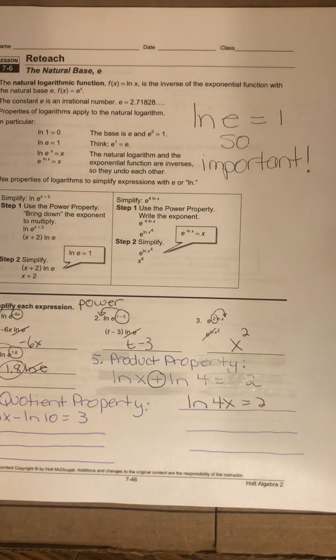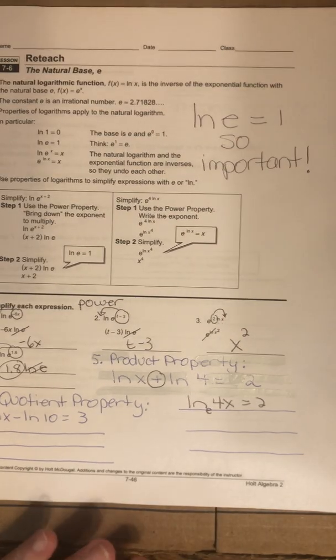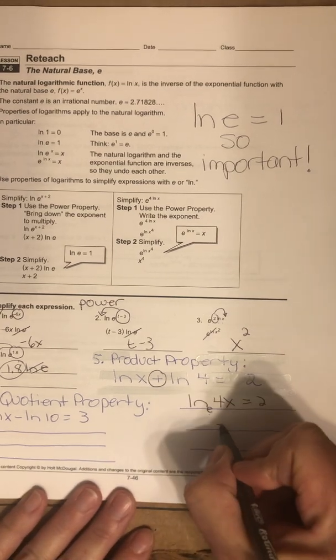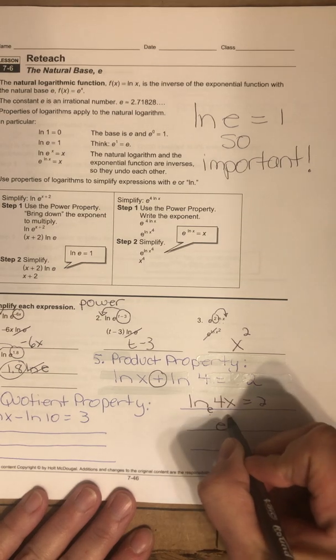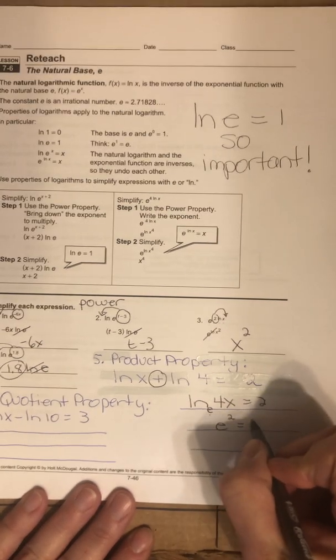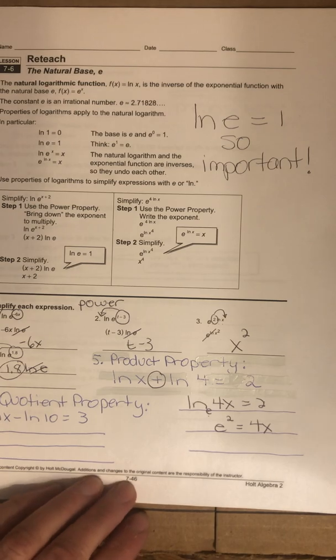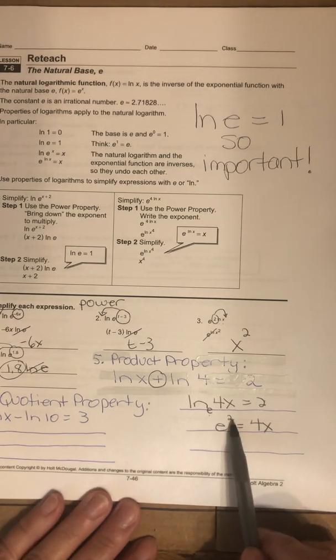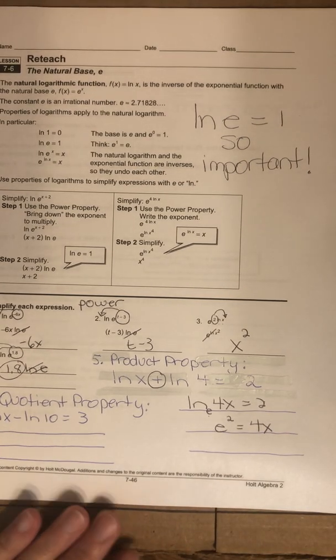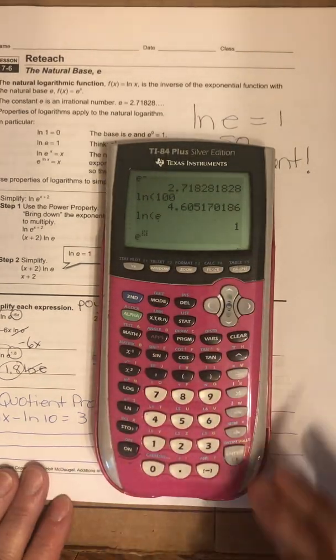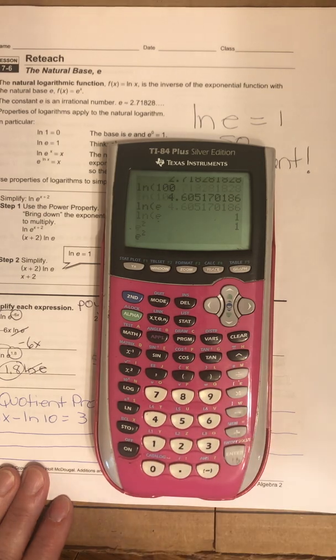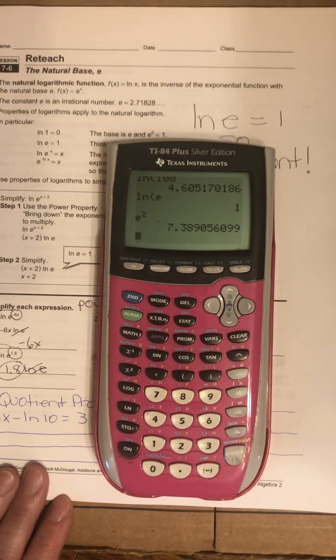Now to solve this problem, I'm going to write it exponentially. Remember the base is e. So I'm going to write the exponential problem. When the base is e and the exponent is 2, remember the natural log is an exponent, the answer is 4x. All right, let's get e squared from our calculator. Here we go. I'm going to use second natural log, and there's my e squared. We'll write it to the third place. 7.389.